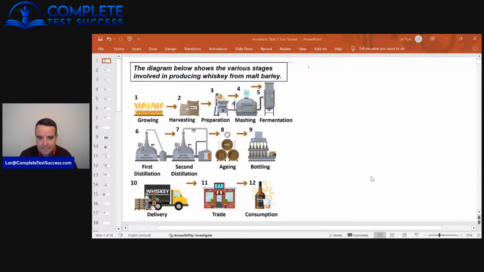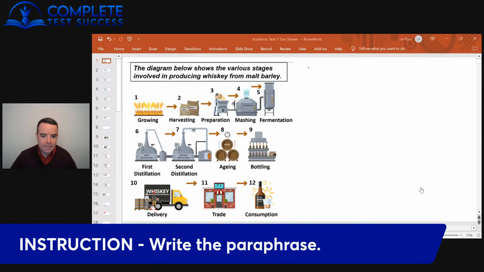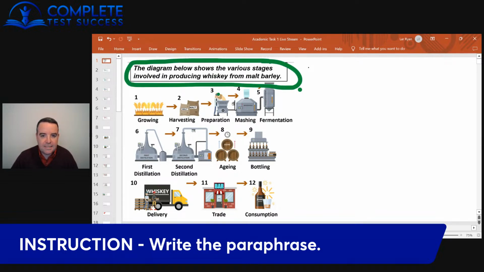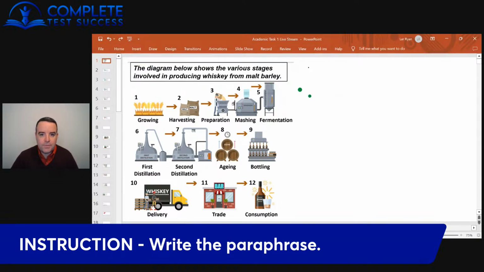Having said that, the overview can be a bit challenging and some people find it difficult to put the overview together. But really the overview is the most difficult part. So with the process, with the paraphrase, we're just going to rewrite what that question statement says in our own words. And that's the first step that we're going to take today. So just to clarify for anyone who's not familiar, what we do in the paraphrase is we take this little sentence from the top. The diagram below shows the various stages involved in producing whiskey from malt. We take that and we rewrite it in our own words.